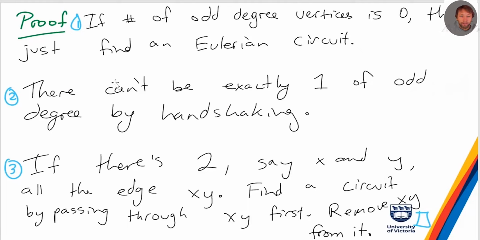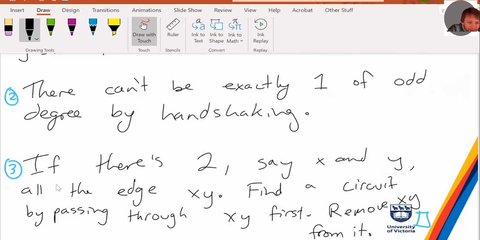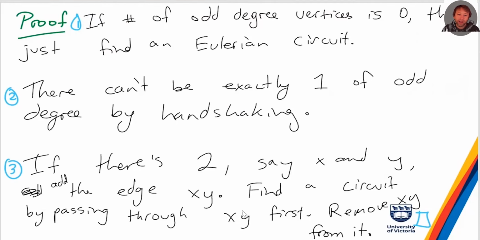Okay. Could there be one vertex of odd degree? Well, there can't, right? If you had only one vertex of odd degree, that's impossible because the sum of the degrees is even by the handshaking lemma. Now suppose that there's exactly 2 vertices of odd degree, x and y. This is a typo here. This should say add the edge xy. Remember, the edge xy might already exist, right? There might already be an edge from x to y.